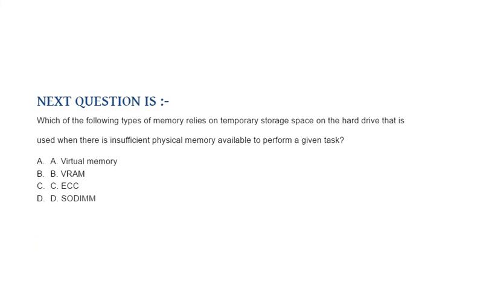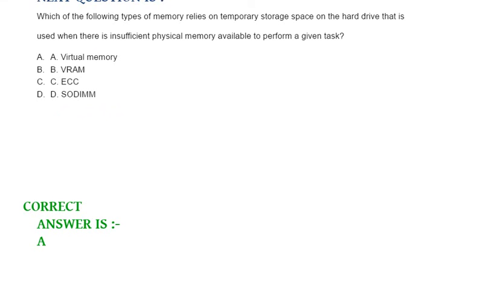Next question is, which of the following types of memory relies on temporary storage space on the hard drive that is used when there is insufficient physical memory available to perform a given task? Option A, virtual memory. Option B, VRAM. Option C, ECC. Option D, SODIMM. Correct answer is option A.